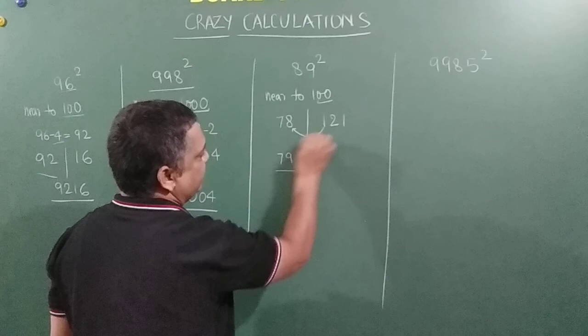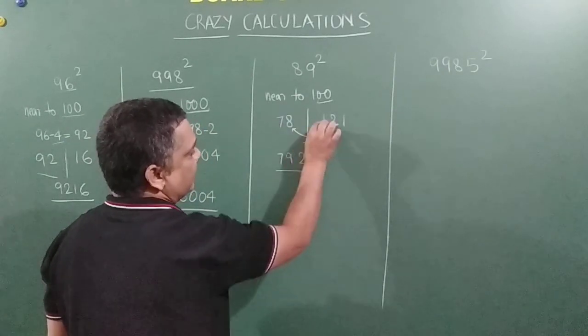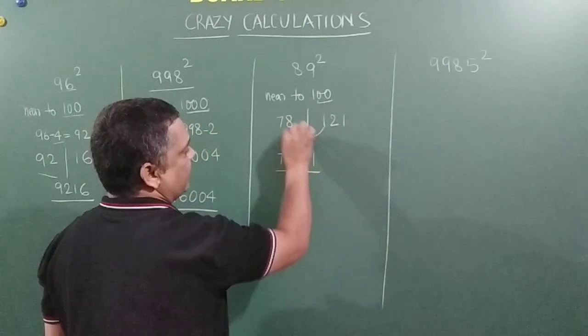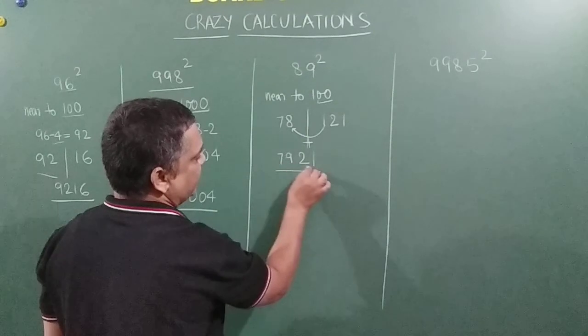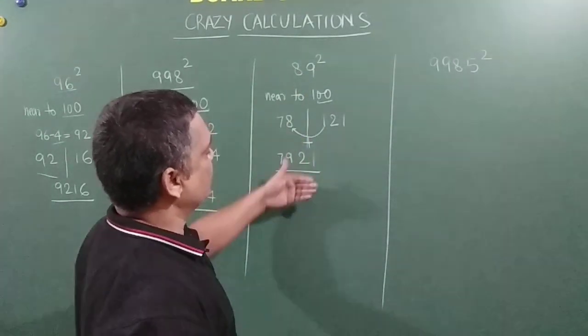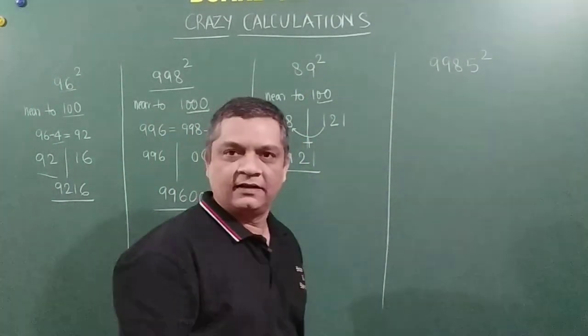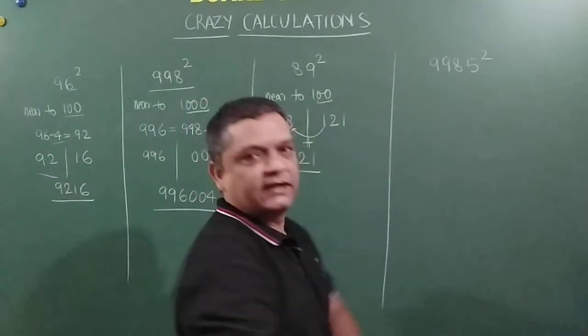It will get added here. 1 will get added to 8. This becomes 7921. So 89 square is equal to 7921. Right? Similarly, we will see 9985.